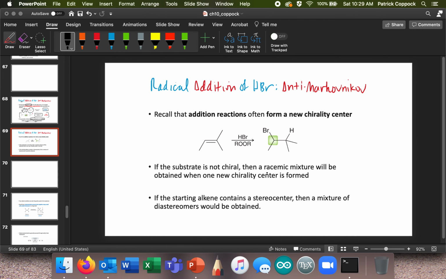And I guess I do also want you to remember that if we form a new chirality center, if the substrate's not chiral, a racemic mixture is going to be found, and if it is chiral, then we're going to get a diastereomer, or diastereomers. So just don't forget to consider the implications of the structure that is produced.